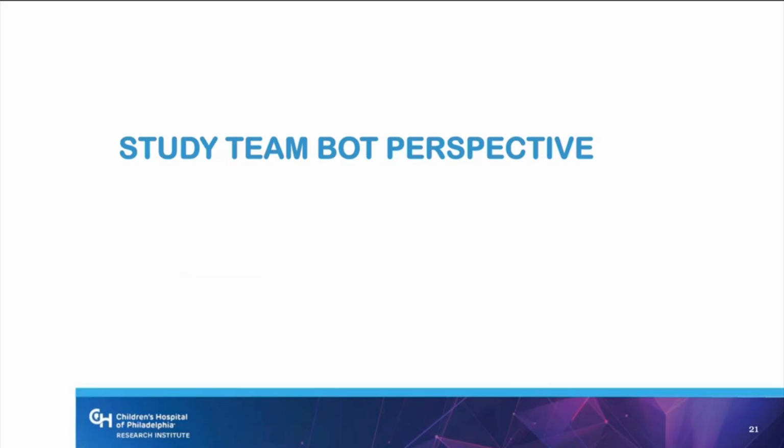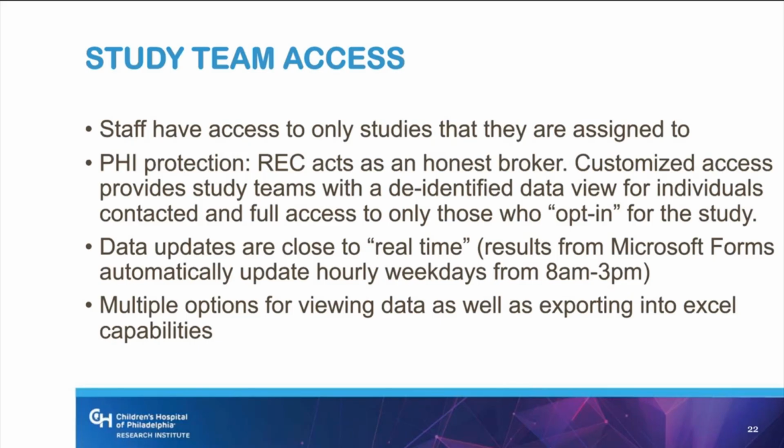So this is a dashboard that our researchers see. Staff only have access to studies that they are assigned to. It also is able to provide the PHI, or identifiable information protection, that we used in the old system. So our office acts as an honest broker, which means that we're able to see identifiable information, but study teams only see identifiable information for people who opt in to learn more about the study.